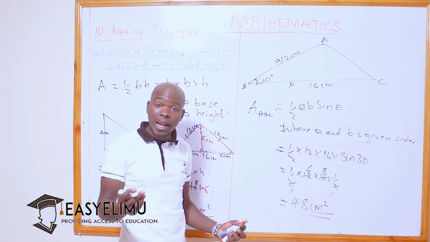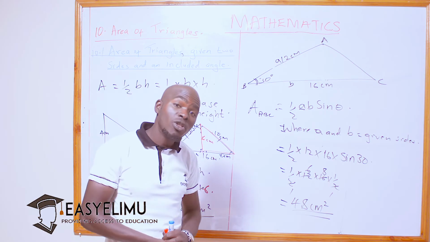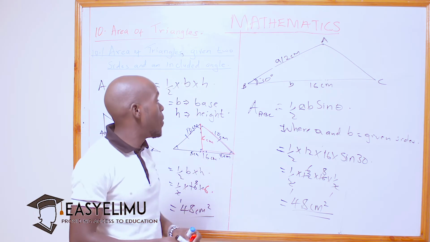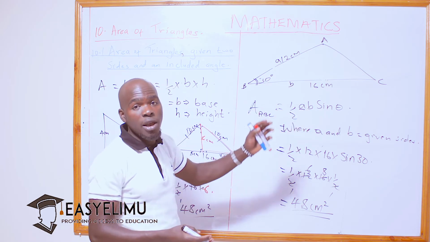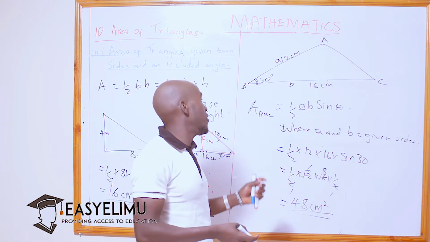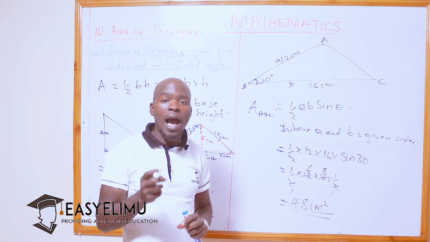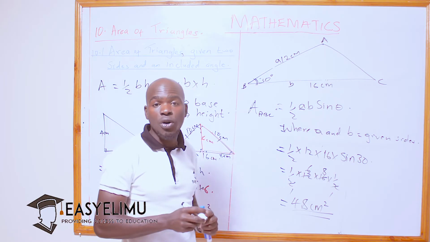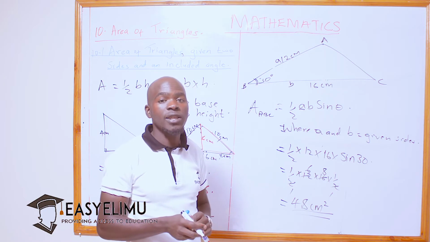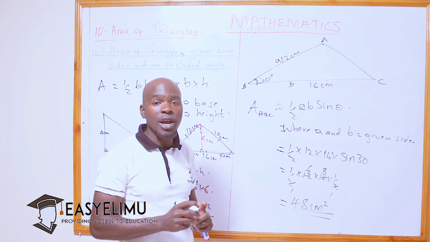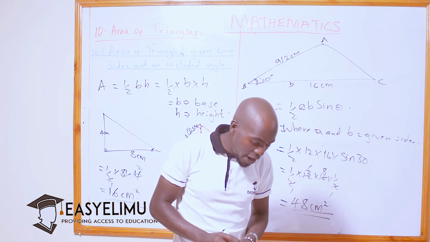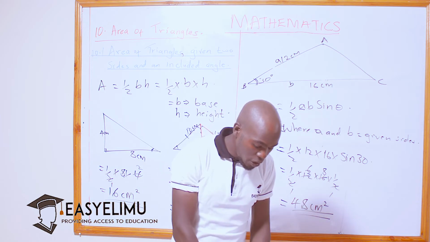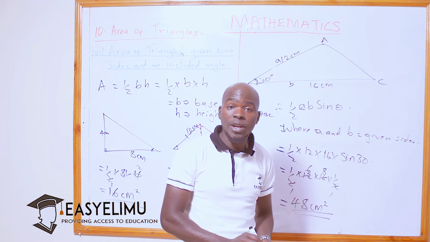So you have clearly seen that the two methods give the same answer, but the best way of calculating is just using a half AB sine theta, if you are given an angle and the two sides enclosing that angle in a triangle. That is how we can use it to calculate. For your case now, I'll give you a triangle, and I need you to find the area.